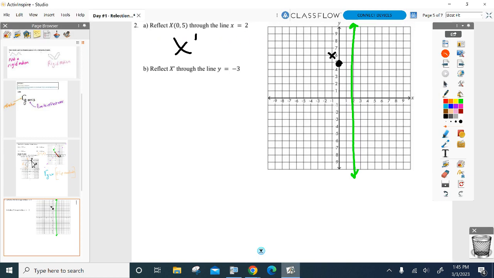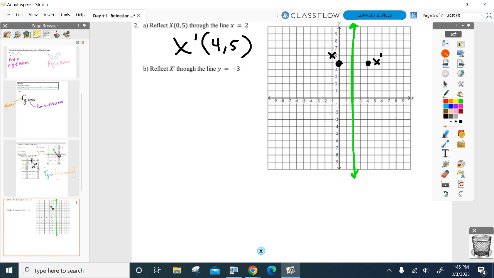Is it 2, -5? 2, 5 on the line? Oh, 4, 5. Okay. Third time's the charm. Yay. 4, 5. Please read everything carefully, because now I'm doing a part B, a part C, or part D. What do you want me to reflect? Do I go back to the original or the one I just reflected?